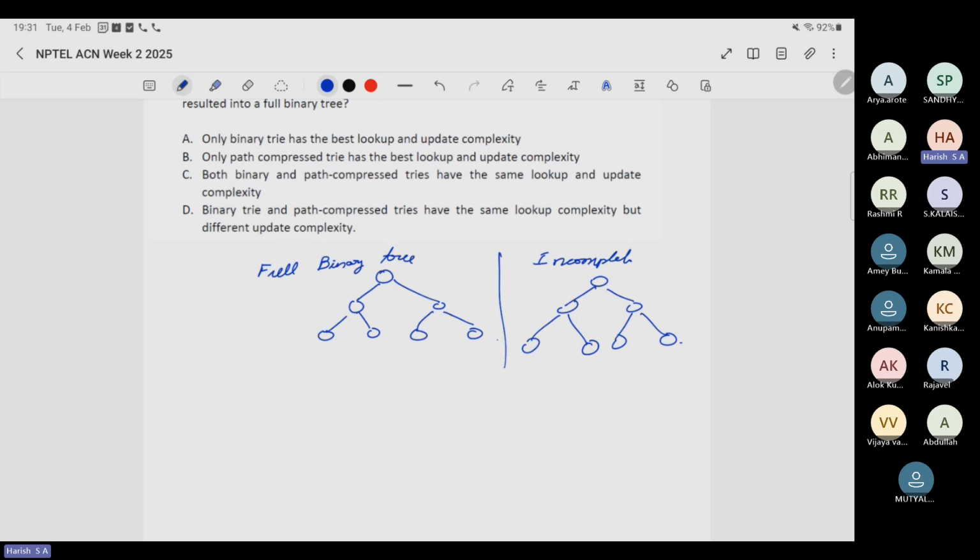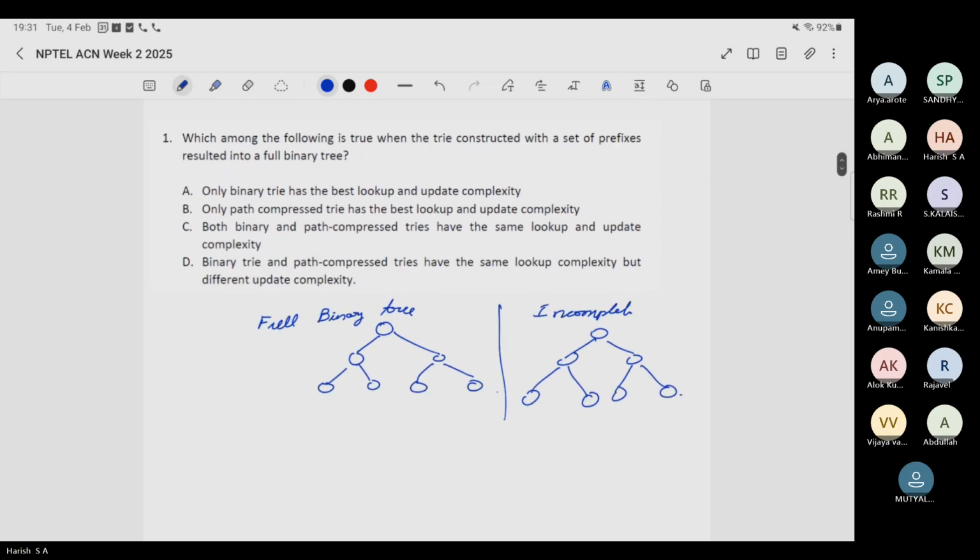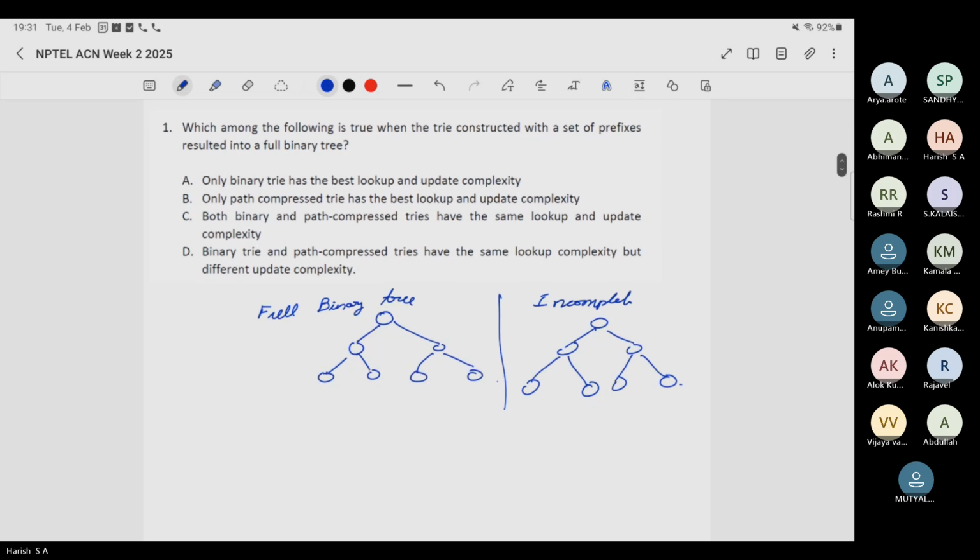So which means, in what case will a bit-level single-bit trie result in a full binary tree? So is it right? Okay, so now, A: only binary trie has the best lookup and update complexity. Or B: only path compressed trie has the best lookup and update complexity?